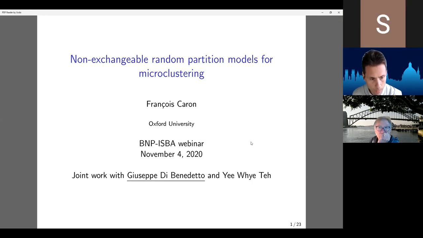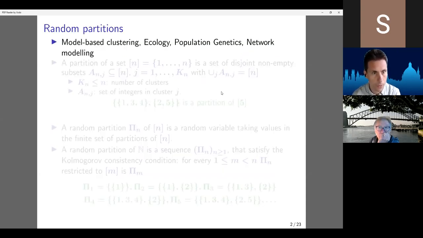This is joint work with my former PhD student, Giuseppe, who did most of the work here, and my colleague at Oxford, Yee Whye Teh. This work is about non-exchangeable random partition models for microclustering. Random partitions arise in a lot of different applications, for example in model-based clustering as a prior distribution on the unknown partition, in ecology, population genetics, and more recently maybe network modeling.